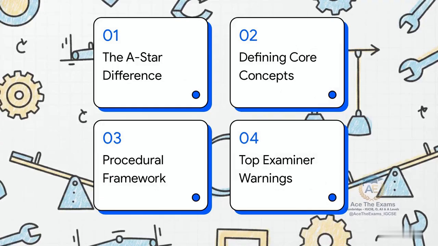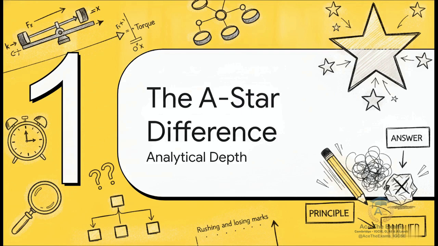So here is our agenda for today's explainer. First, we'll cover the A-star difference. Second, defining the core concepts. Third, the procedural framework. And finally, we'll look at the top examiner warnings. Let's move right into Section 1, the A-star difference, and how you achieve true analytical depth.